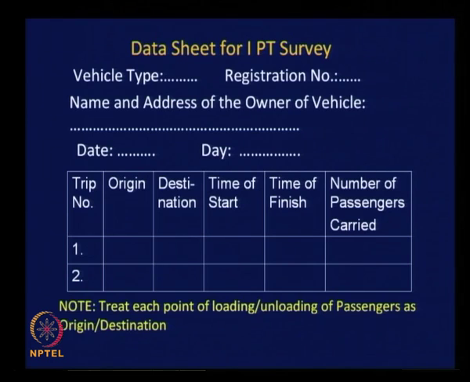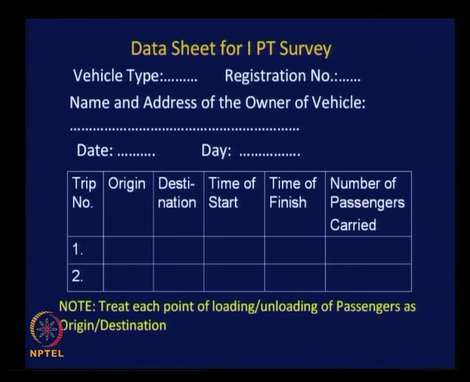Then survey of IPT vehicles, intermediate public transport vehicles, namely car taxis, auto rickshaws as well as cycle rickshaws. Under our condition, if a city has cycle rickshaw service, that also comes under IPT service. The format is the same as we have followed for the commercial vehicle survey, as you could see here: type of vehicle, registration number, name and address of the owner of the vehicle, day, date, trip number, origin, destination, time of start, time of finish, number of passengers carried, because it is IPT, they are not carrying goods. Okay.